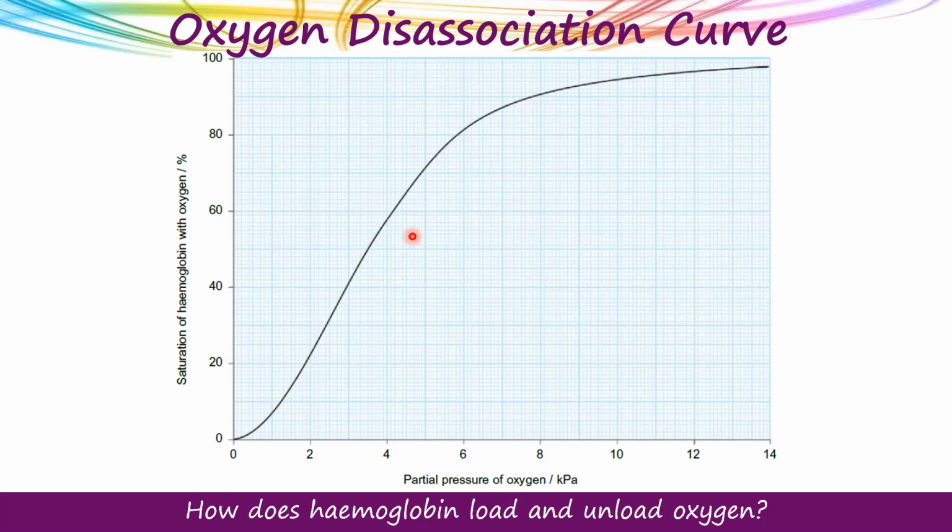Then you can also notice here that as the partial pressure is low, it started from 0, then you can see here it's 1, then 2. At lower partial pressure, you can see that the saturation level is low as well. So this tells you that at higher oxygen concentrations or higher partial pressure of oxygen, the saturation level is more, right? But at low partial pressure, low concentration, the saturation level is less.